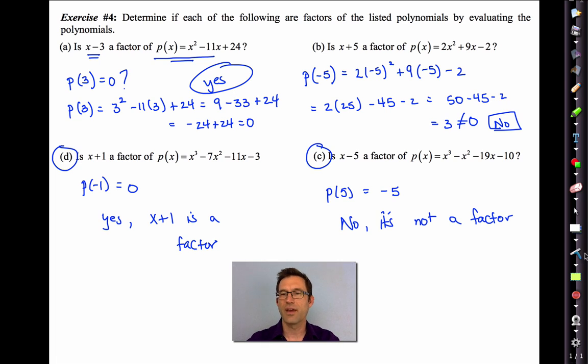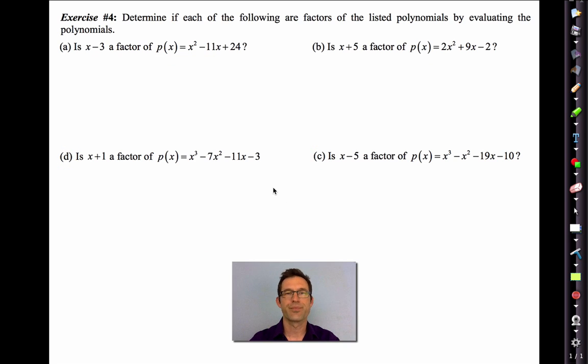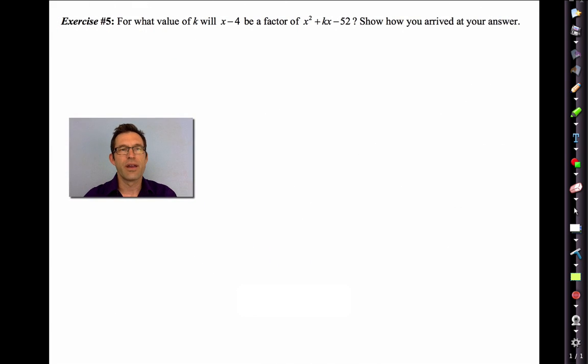Okay, I'm going to clear out the text, and then let's do one last problem. All right, exercise number 5. For what value of k will x minus 4 be a factor of x squared plus kx minus 52? Show how you arrived at your answer. All right, pause the video now and think about how you might be able to solve this problem.